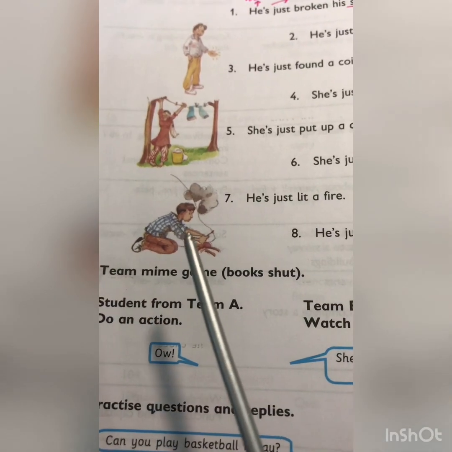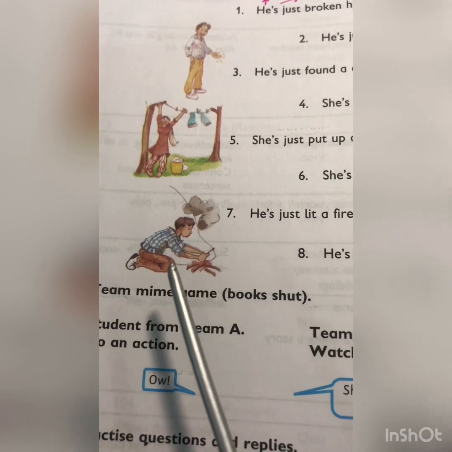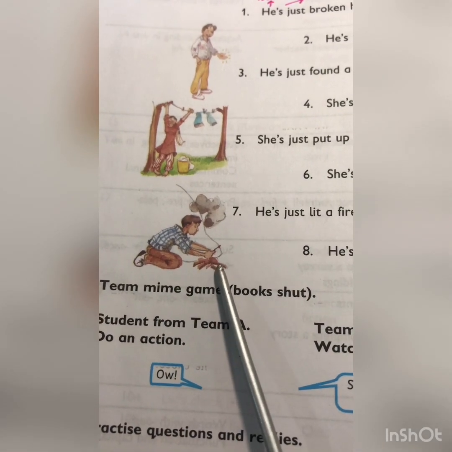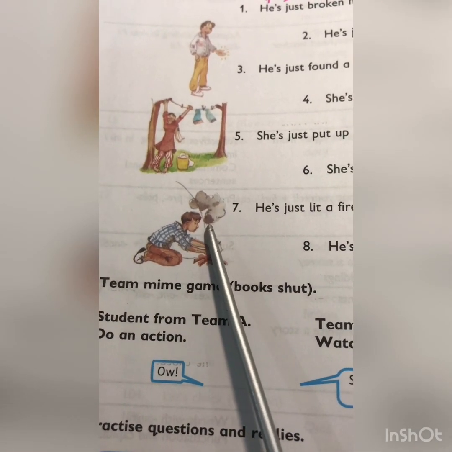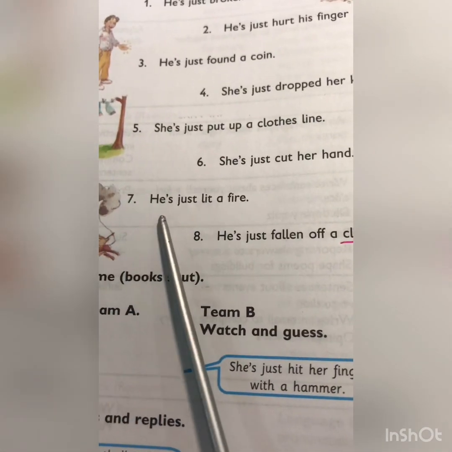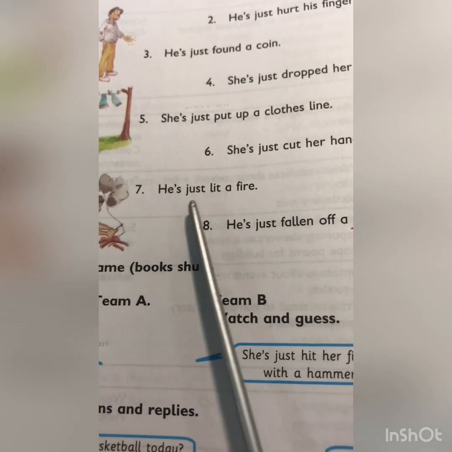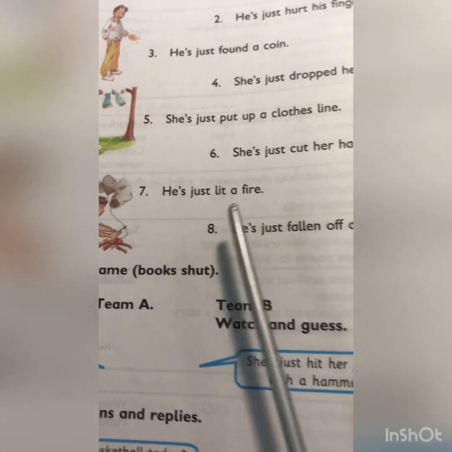What is this man doing? Oh my God, is he cooking something? But I cannot see any utensils or anything on the fire. What is he doing then? Let's see. He's just lit a fire.